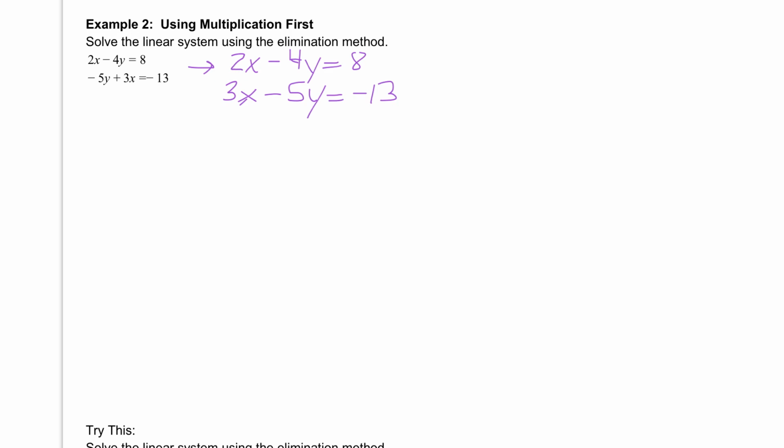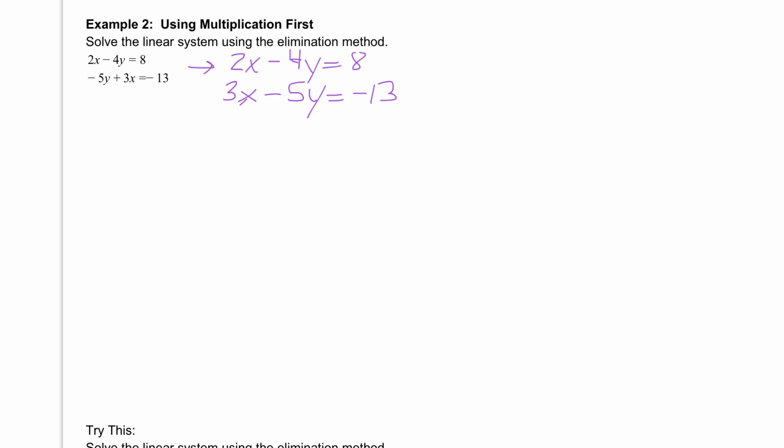Well, the coefficients in front of the x's are not the same number or opposites. Same thing with the y's. They are not opposites either. So then I need to look and see, can I multiply one equation by a certain number to get my opposite coefficients? If I look at my x's, I always want to look at the smaller coefficient to see if I can multiply it by something to get the bigger coefficient. There's no nice whole number to multiply 2 by in order to get 3. Same thing goes for my y's. There's no nice number to multiply 4 by in order to get 5.